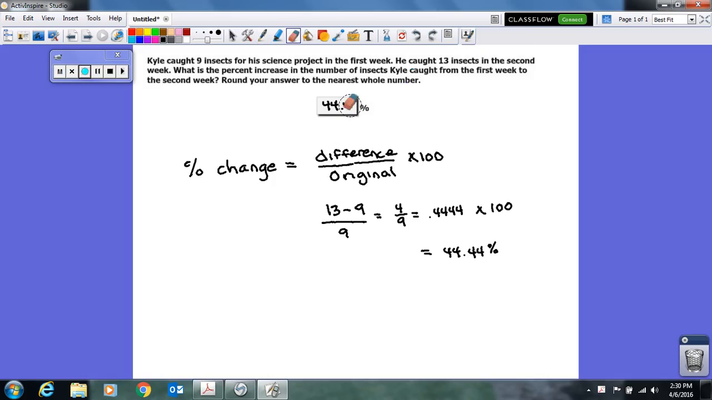Let's go ahead and erase what we put in here. Let's go ahead and put in 44%. Okay, so 44.44 rounded to the nearest whole number is just 44%.